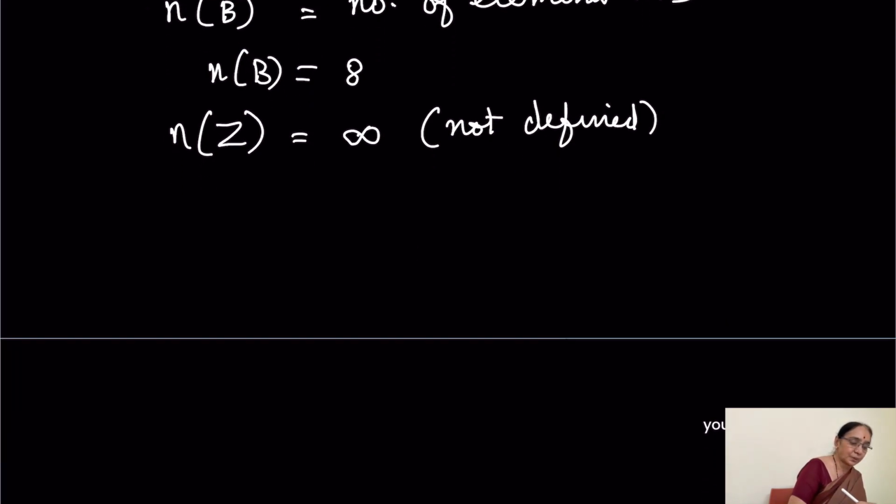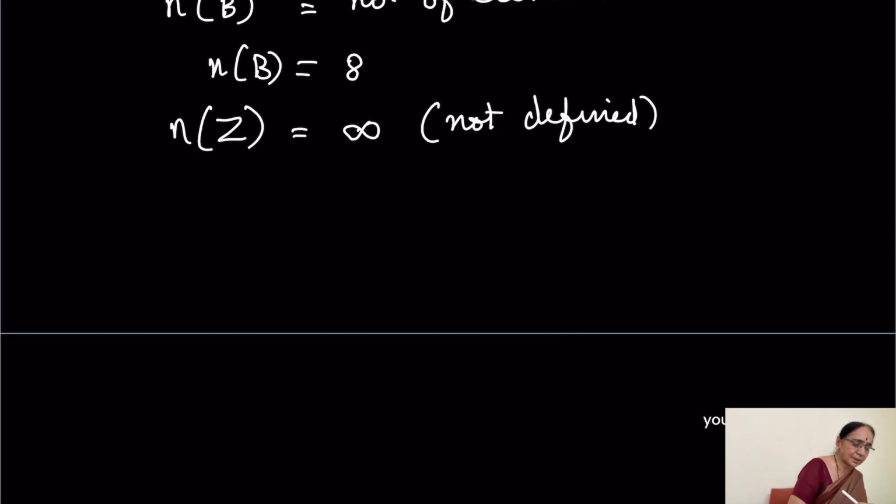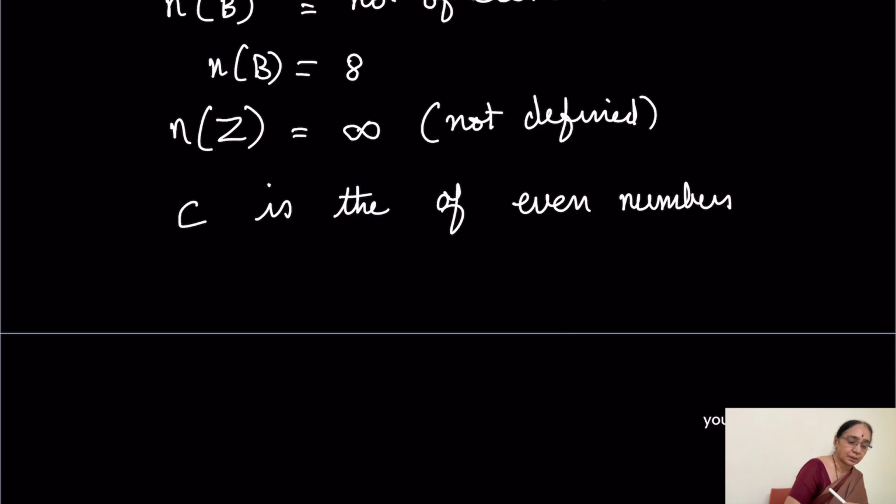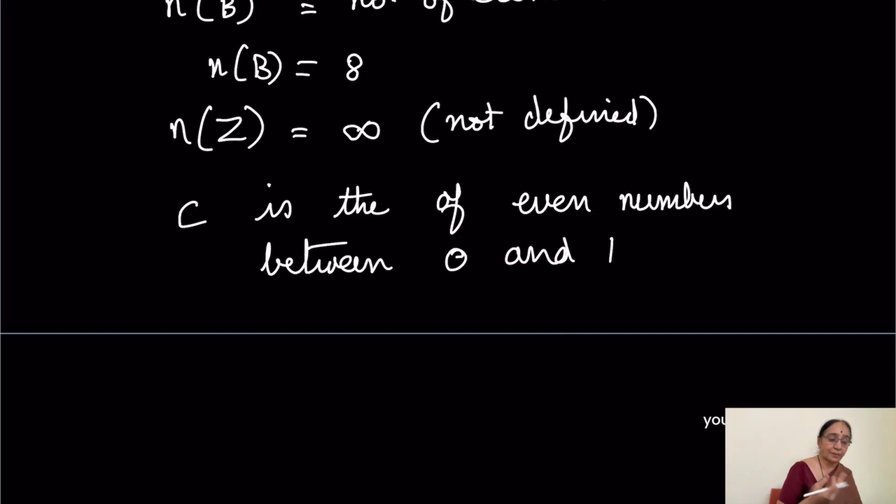Now what about this? I'll say C. C is the set of even numbers between 0 and 1. So I've described the set C. Do you have any even numbers between 0 and 1? No. That means there is no element in C. C is a null set. It's an empty set. So this is how you write an empty set.